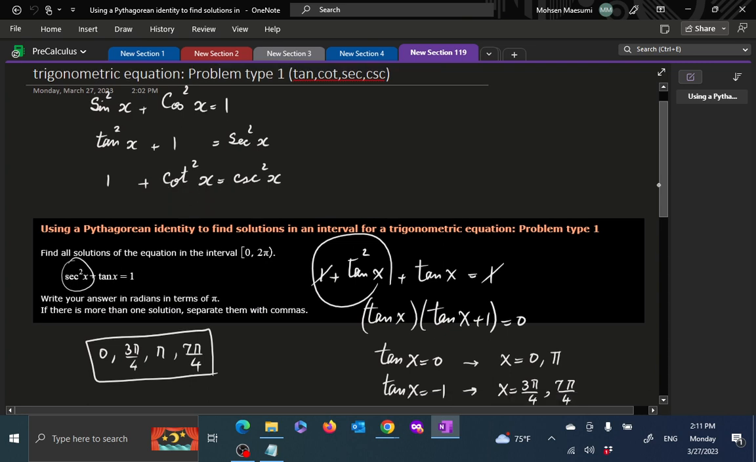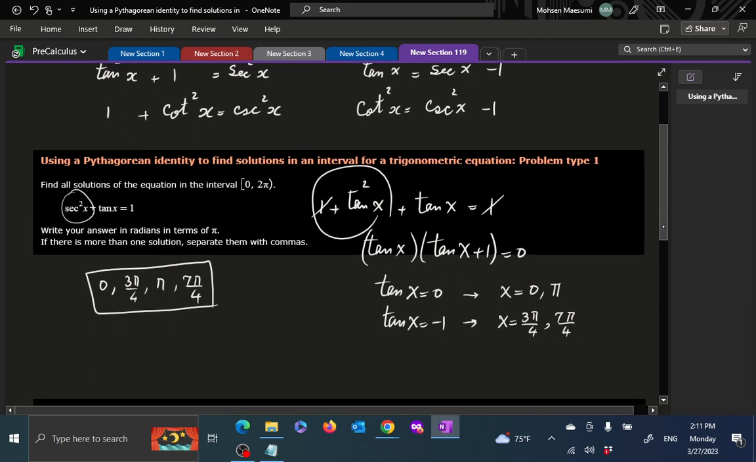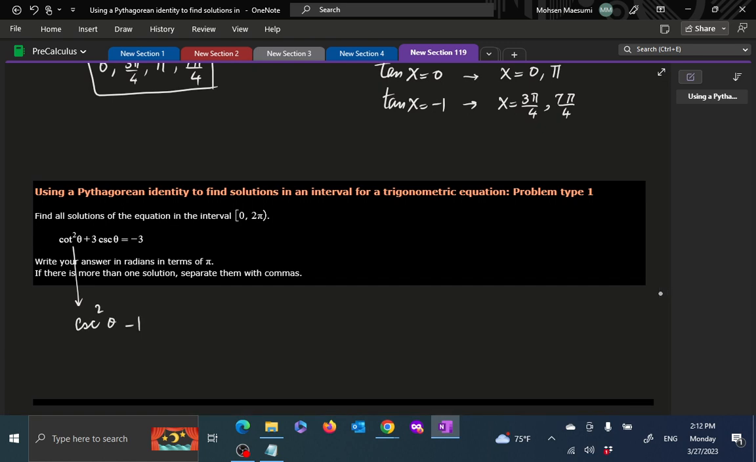So cotangent squared, what do we have for cotangent squared? You can write this identity in a slightly different form as well. You can write it as cosecant squared of x minus 1. Same way here, you can write tangent squared of x as secant squared of x minus 1. So there is a cotangent squared. Cotangent squared, we are going to write as cosecant squared of theta minus 1, plus 3 cosecant of theta is equal to minus 3.